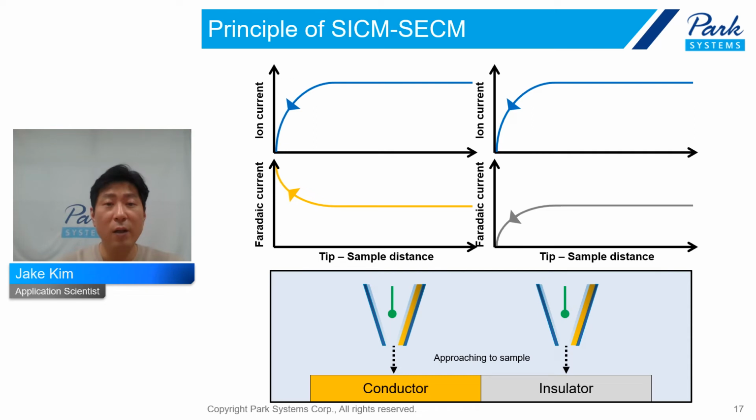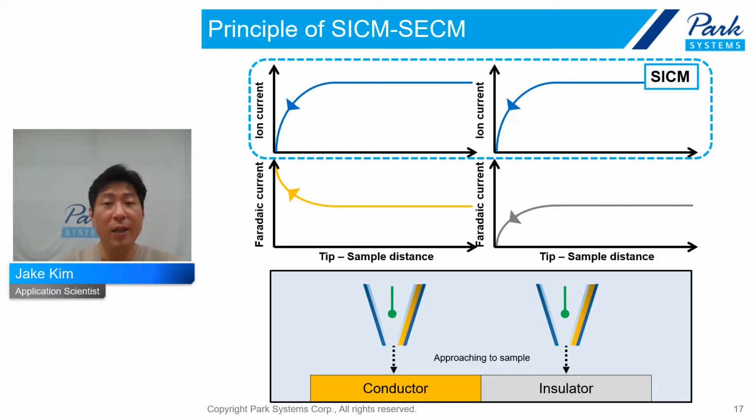So, two-channel information is gathered. The first one is the ion current signal. The ion current changes according to the distance between nanopipette and sample surface, and is utilized for topography. The Faradaic current signal on the sample surface can be monitored for the EC response.